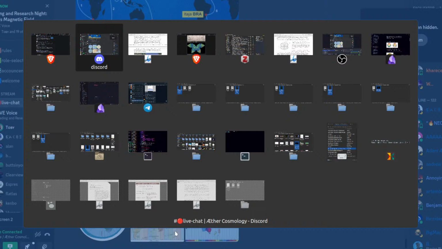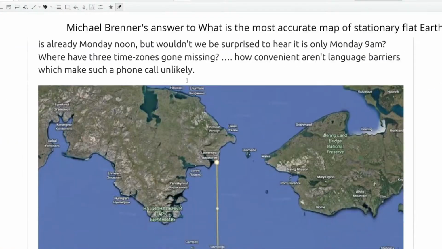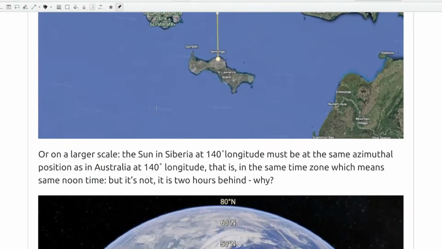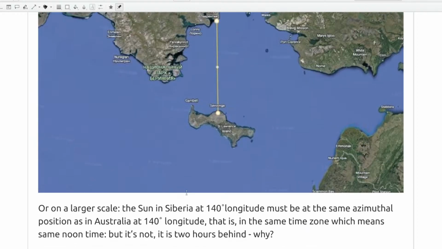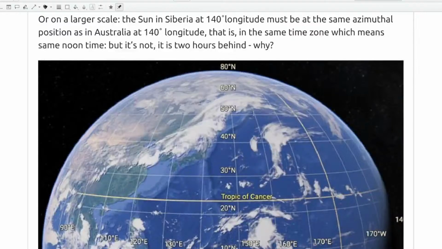All right, so back to reading here. How convenient, aren't language barriers which make such a phone call unlikely? On a larger scale, the sun in Siberia at 140 degrees longitude must be at the same azimuthal position as in Australia at 140 degrees longitude. That is, in the same time zone, which means same noon time. But it's not. It is 2 hours behind. Why?